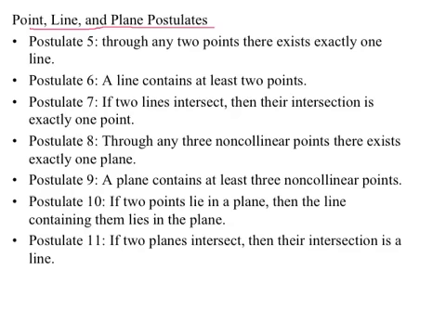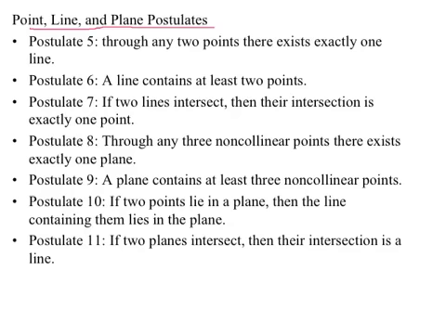Postulate 5, through any 2 points there exists exactly 1 line. Postulate 6, a line contains at least 2 points. Postulate 7, if 2 lines intersect, then their intersection is exactly 1 point. Postulate 8, through any 3 non-collinear points there exists exactly 1 plane. Postulate 9, a plane contains at least 3 non-collinear points.